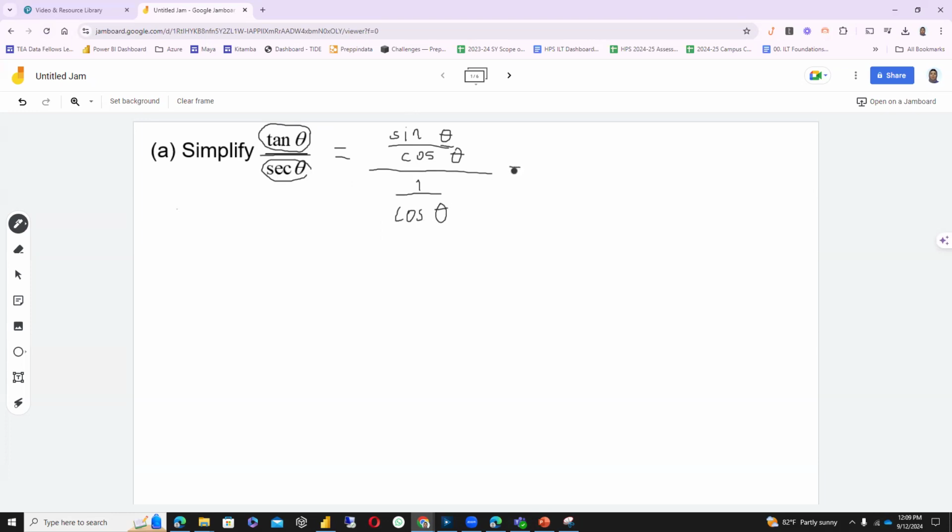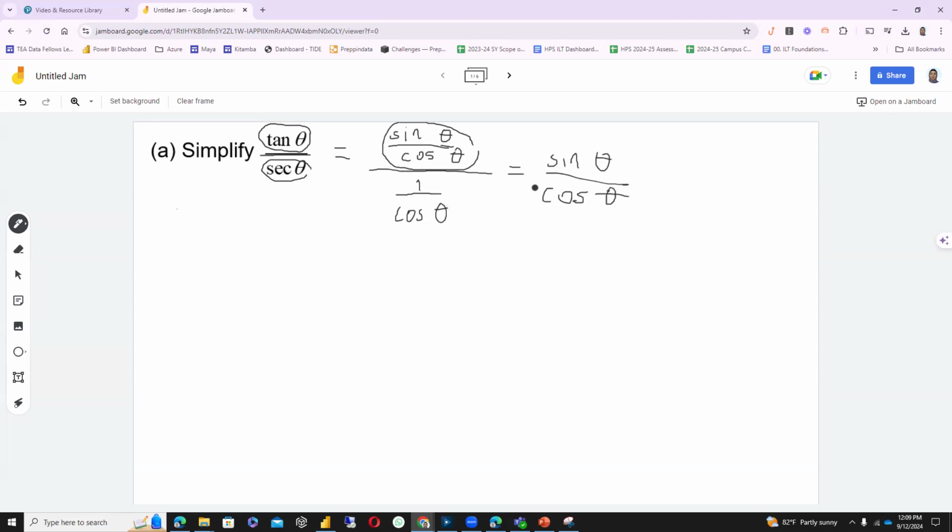But anyway, when I keep simplifying what I have in the problem, I'm dividing two fractions. The first fraction is sine over cosine, and the second fraction is 1 over cosine. This is a basic algebra skill: how you divide two fractions. You always copy the first one, so I'm going to copy this one exactly the same. So I have sine theta over cosine theta. This is the first fraction.